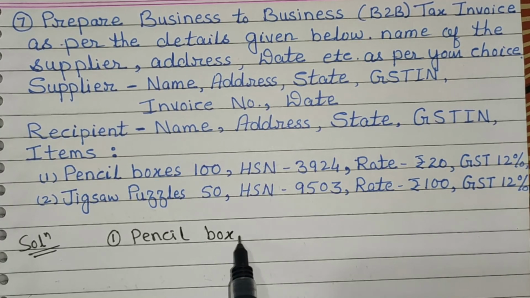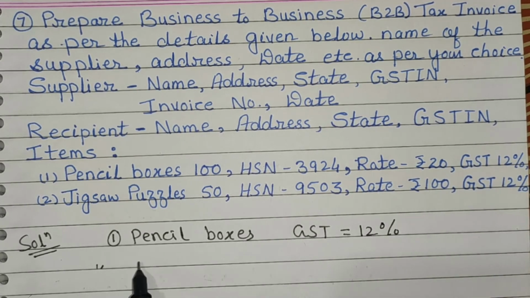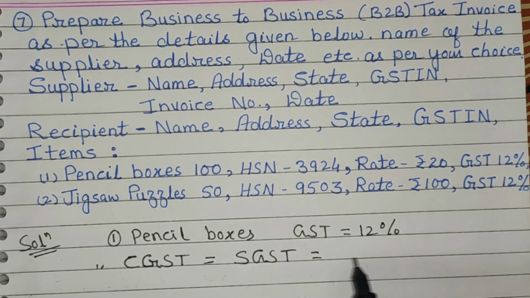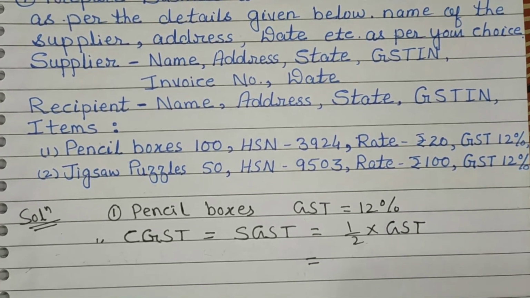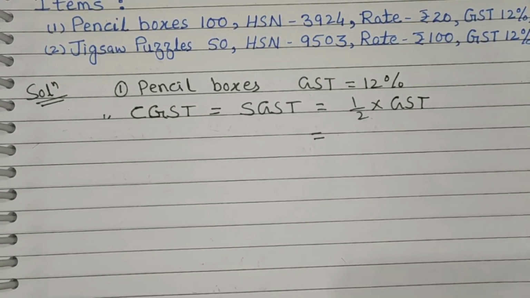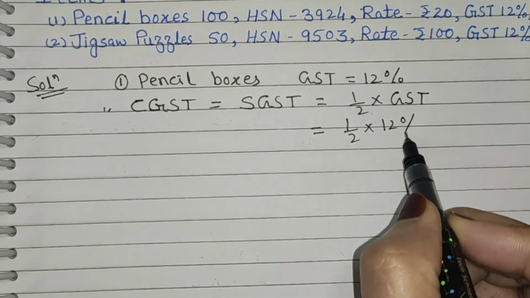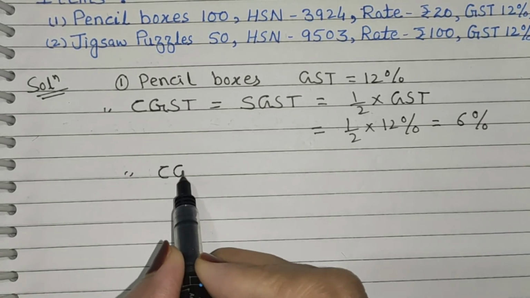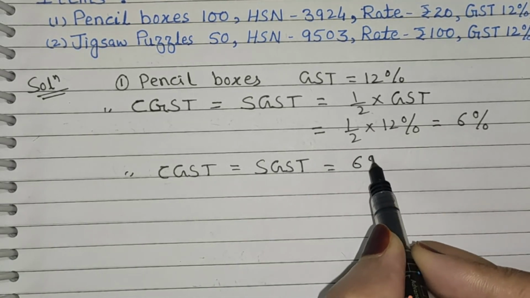Therefore, for pencil boxes, GST is equal to 12%. Therefore, we know that the rate of CGST is equal to rate of SGST, which is equal to half of GST. So we get half of 12%. Now we get 6%. It is the rate of CGST as well as SGST, both are equal to 6%.